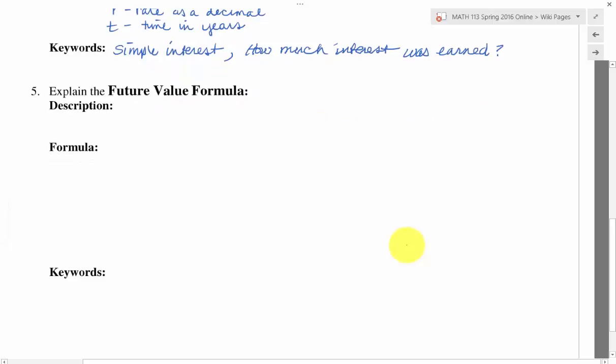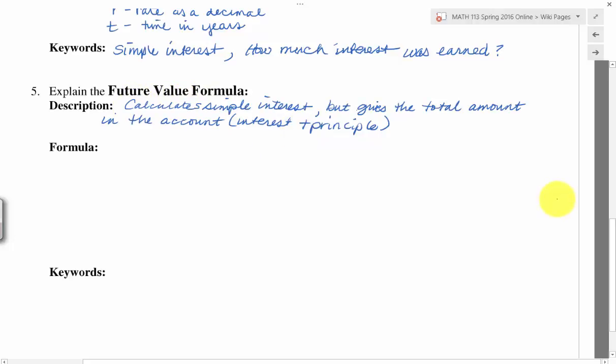So the future value formula is the other version of the simple interest formula. It calculates simple interest, but gives the total amount in the account. So it's going to be the interest plus the principal that you started with. And the formula here is going to look something like this: FV equals P or PV, you could have one or the other, times the quantity 1 plus RT. And again, we want to list out each variable and a short description for that variable.